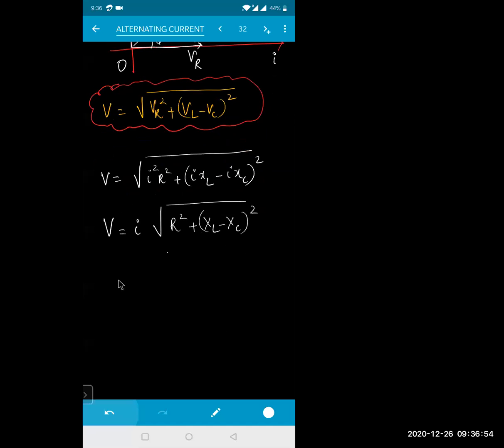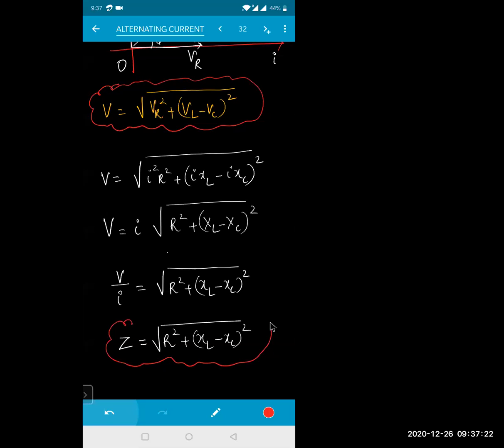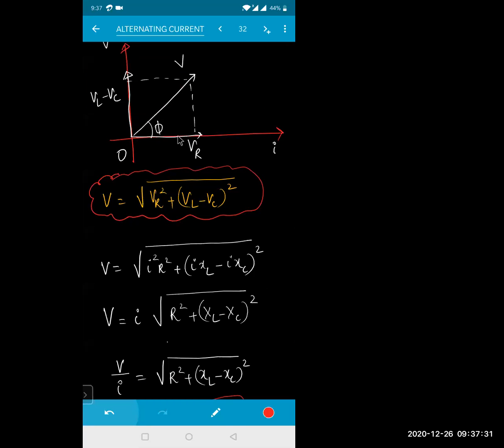Now if I write V by I, V by I is equal to under root of R square plus XL minus XC whole square. V by I is nothing but Z. So Z is equal to under root of R square plus XL minus XC whole square. This is your impedance. Similarly, to get tan phi, from this, tan phi is this side by this side. This one is VL minus VC, and this one is nothing but VR.